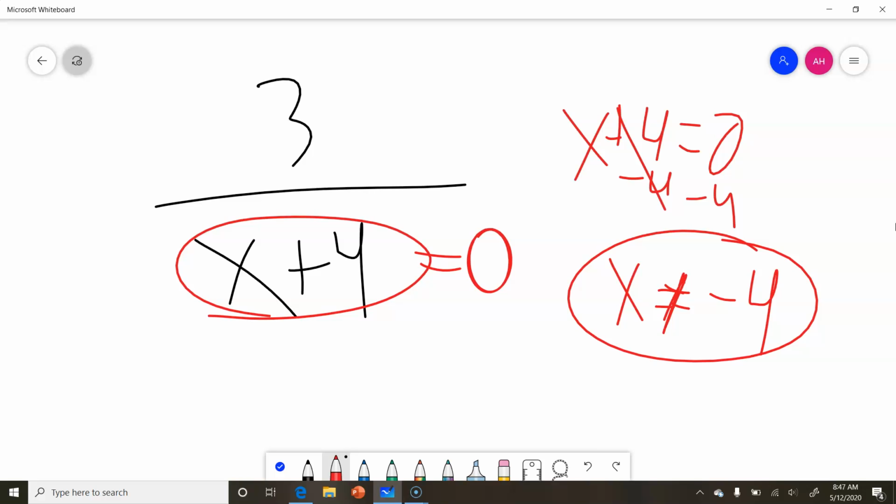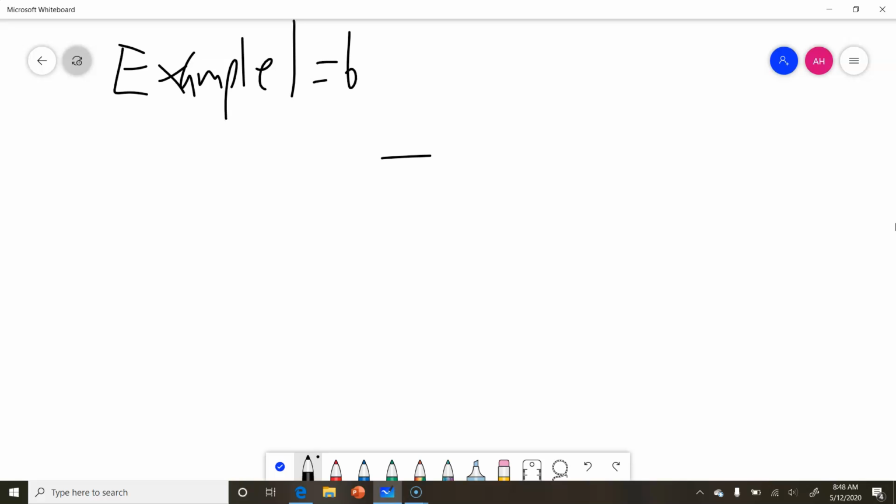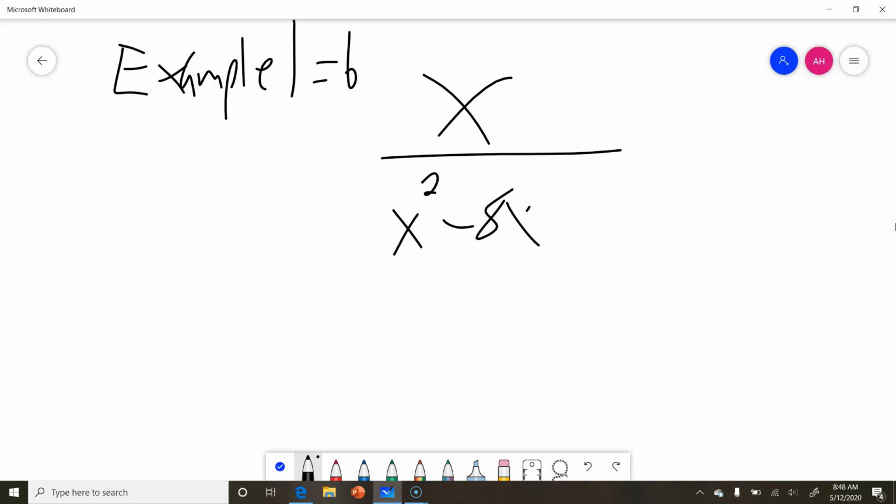Now, where this gets more fun, and this is example 1. If you want to follow along, which you will. This is part B. And look what it has on the bottom. It has something big on top, and the top doesn't matter. Whatever's up here doesn't matter. But look at the bottom. It's x squared minus 8x plus 7.